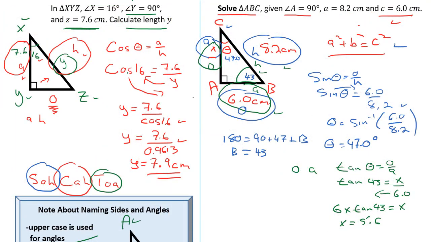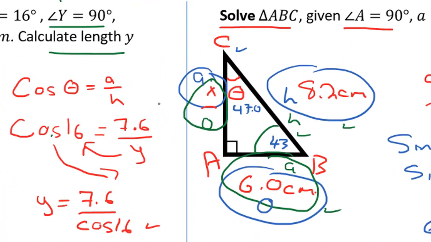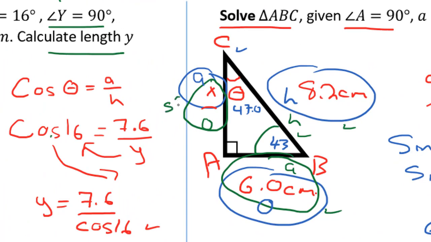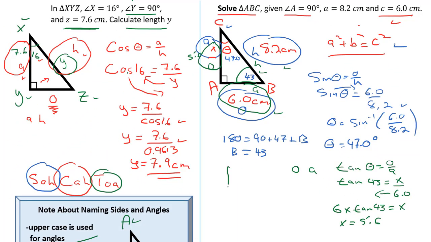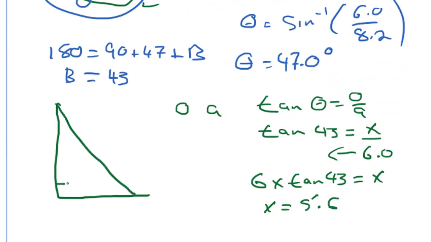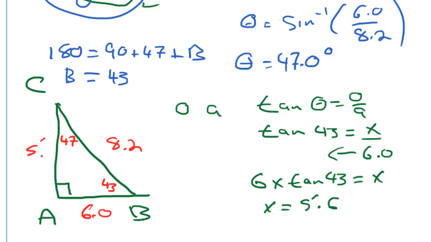So now we have solved our triangle. We know that this side over here is 5.6, and we know everything else. This triangle is looking a little bit messy, so let's redraw it and label it nicely. We have our 90-degree angle here. This is going to be C, this is A, and this is B. Writing in the information that we've calculated, we know that this is 47 up here, this is 43 down here. We were given that this was 8.2. We were also given that this was 6.0, and we calculated that this is 5.6.